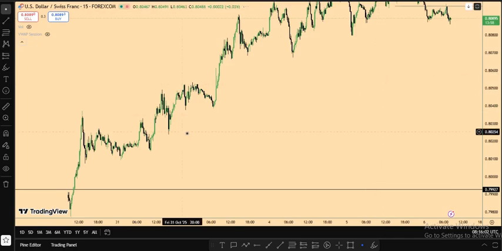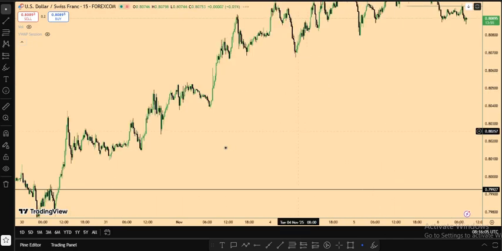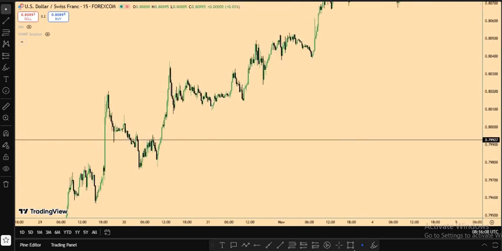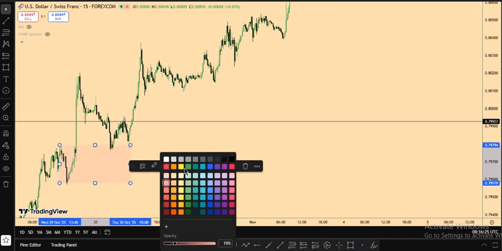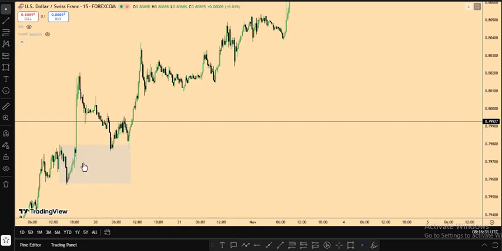So let's mark out our demand zone. We have a demand zone here. This is a demand zone. I like to color code my demand zones and supply zones. I give it a bluish color. This is a demand zone. As you can see, price tapped into the demand zone and broke structure above. We have a demand zone here.